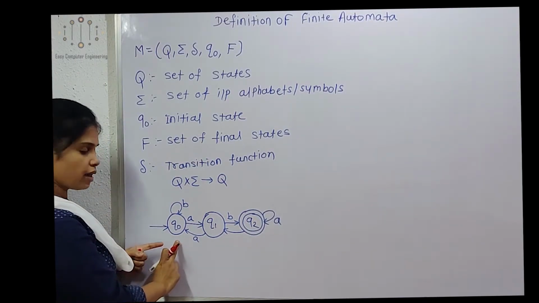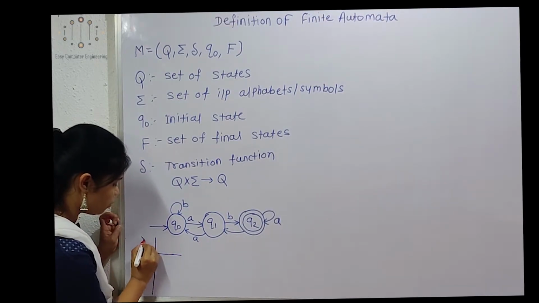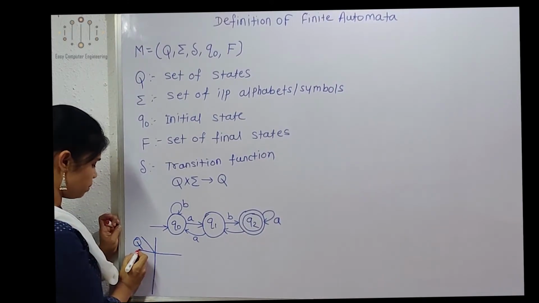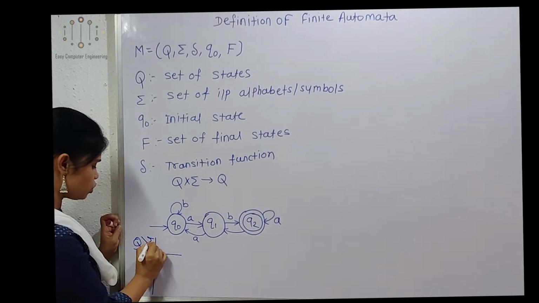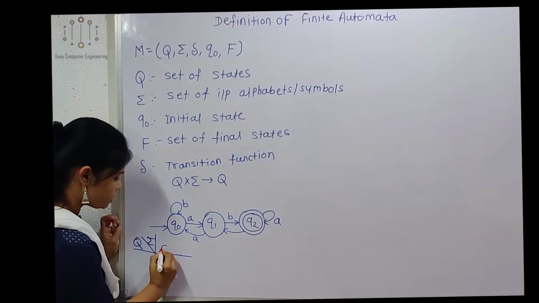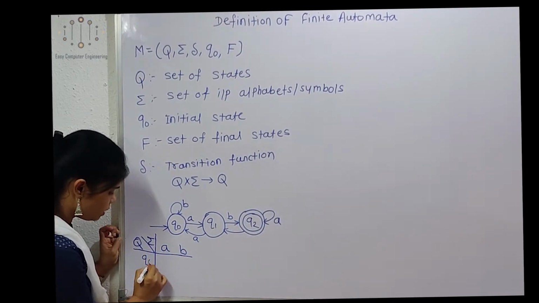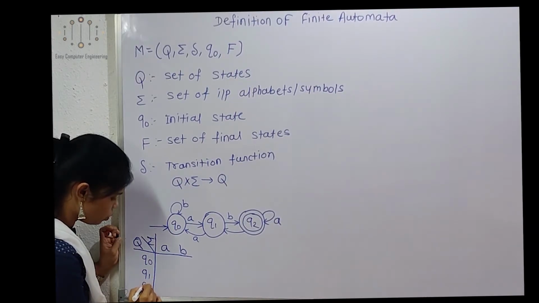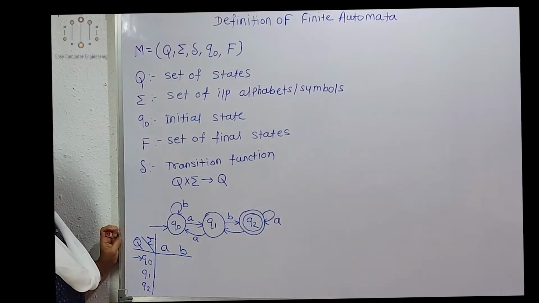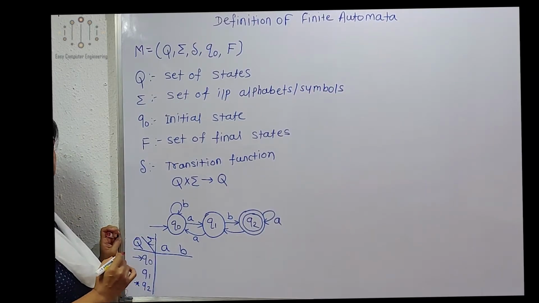Now for this diagram we can show the transition table. How can we represent this transition table? This column will represent all states, and this row will represent all input symbols or alphabets. For this example, A and B are the input alphabet, and there are 3 states, Q0, Q1 and Q2. Q0 is my initial state, which we represent using an arrow, and Q2 is the final state, which we show using a star.